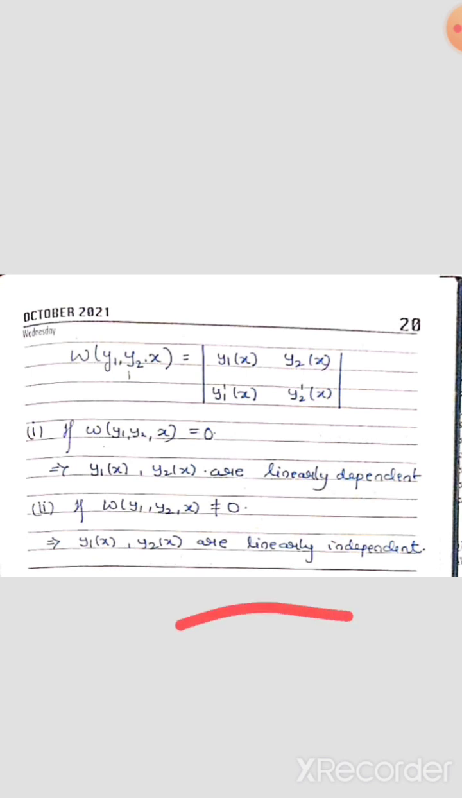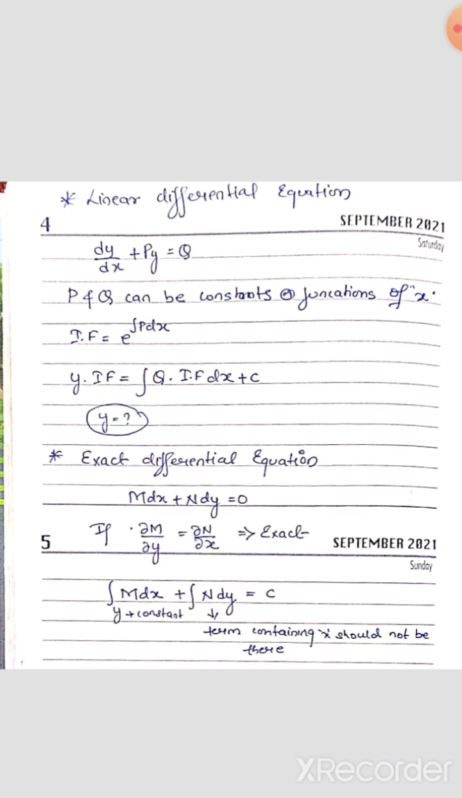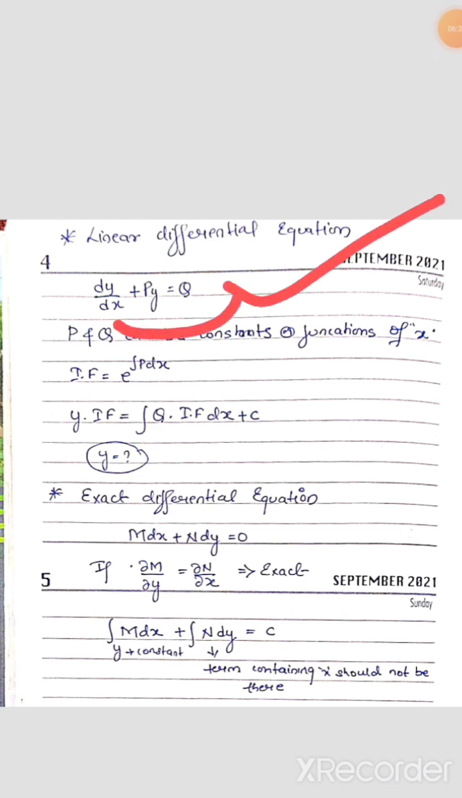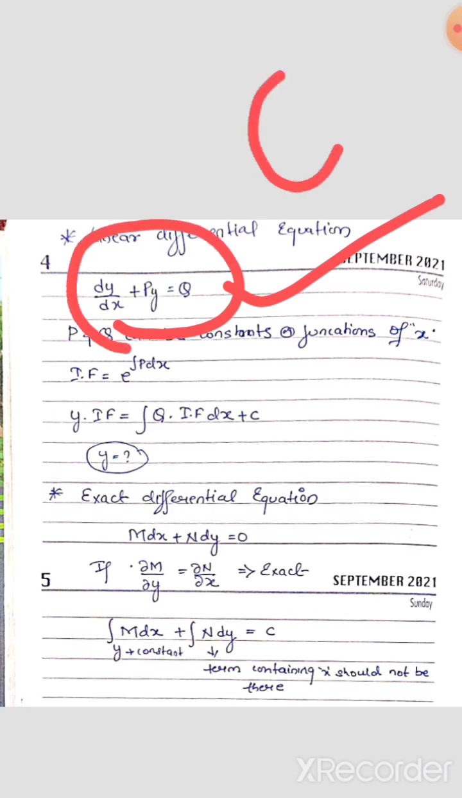Okay, next, the linear differential equation. This is the form I have written. You have to find if p and q are constants. See here, what is the difference between the homogeneous differential equation and the linear differential equation? Here dy by dx plus p y is equal to q. The RHS has some value, say q.